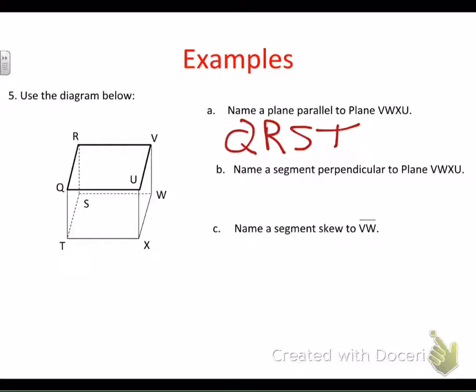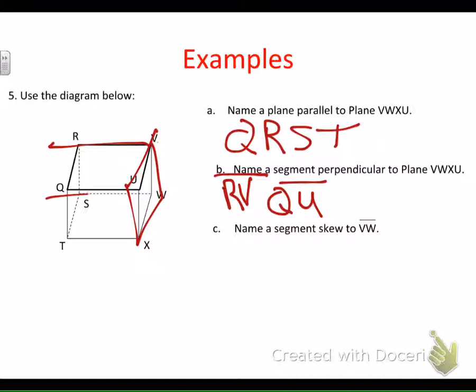Name a segment perpendicular to VWXU. So a line that forms a right angle. So you could do a segment that's perpendicular. So RV, segment QU, right there. Oh, I am just drawing so poorly. Let's redo that.